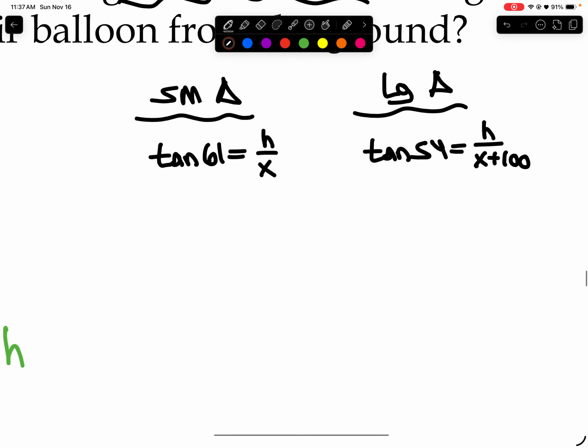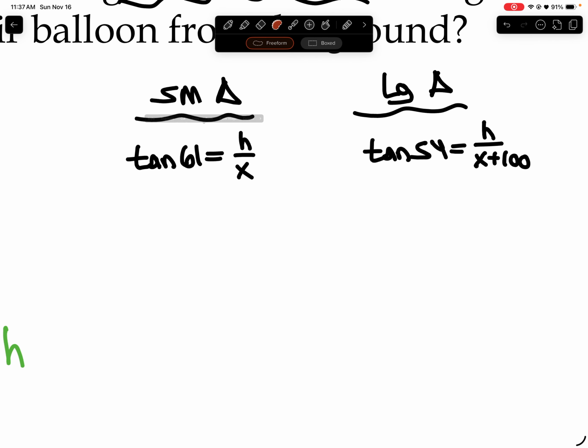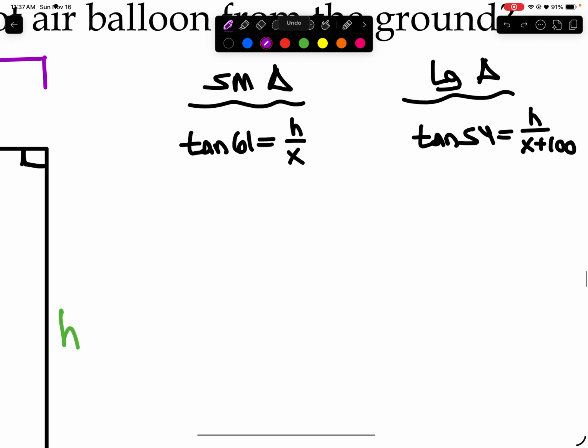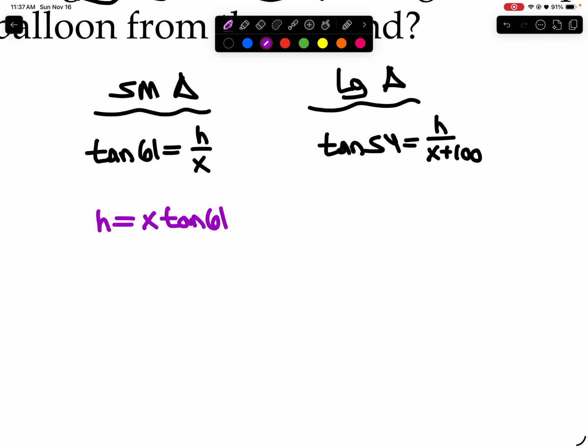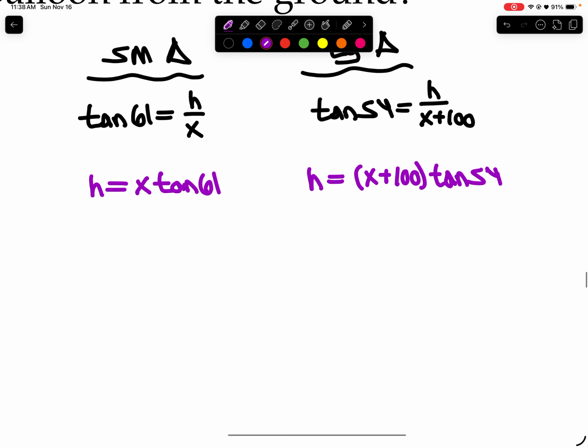Now, I want to know what the height is. So what I want to do is solve both of these equations for the height. So if I solve the left equation over here for the height, multiply both sides by x. So we're going to get the height is equal to x times tangent 61. And then on the right side, I'm going to multiply by x plus 100 on both sides. So I'm going to get h is equal to x plus 100 times tangent 54.